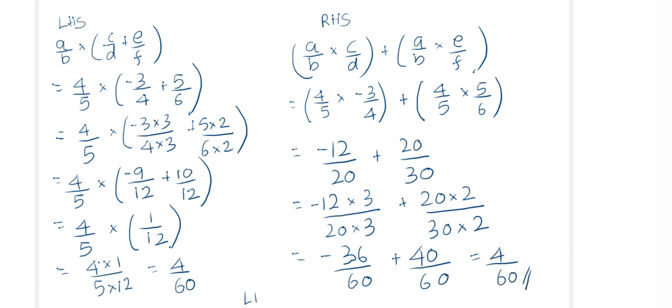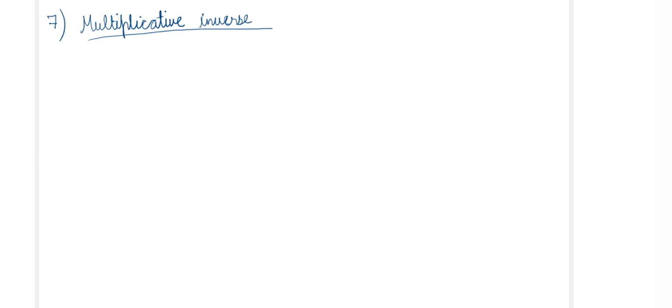So our LHS is equal to RHS. Therefore, the distributive property of multiplication over addition also holds good for rational numbers. So the next property which we are going to check is multiplicative inverse, the existence of multiplicative inverse. So for every non-zero rational number, a by b has its multiplicative inverse as b by a.